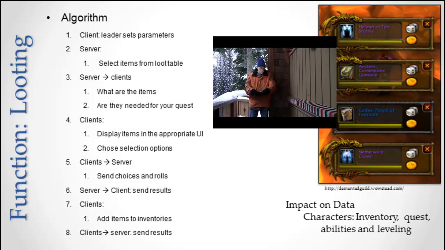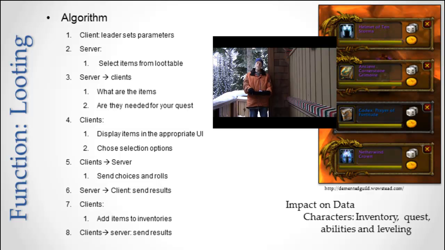Okay, so first of all, we have on the client of the leader's machine, the leader's fat client, the leader's computer, that person sets the parameters. Those parameters are communicated back up to the server, and they're stored on the server, and they're also communicated back down to all of the other people who are going to be in this particular attack, all the people in the group. Then the mob dies, the monster dies, and now it drops all its loot, and the server selects which items are going to be the loot of this particular mob.